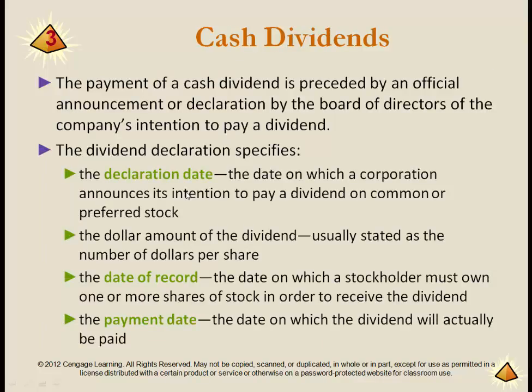Cash dividends. You have three different dates for cash dividends: a declaration date, a date of record, and a payment date. The declaration is when they declare that they're going to pay. The date of record is when they say shareholders of that date are the ones that are going to get paid. And the payment date is when they actually send out the checks for the dividend.